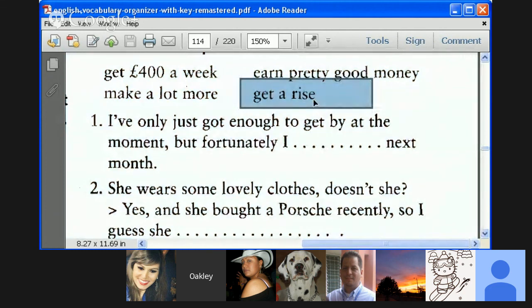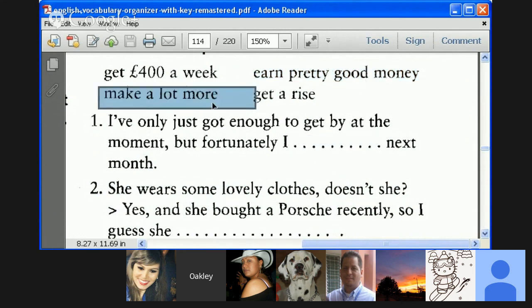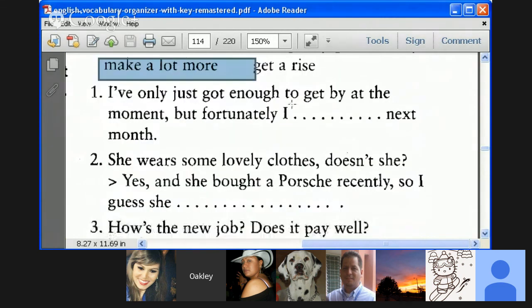British say get a rise. Americans would never say that. We say get a raise. Okay. Fortunately, I will get a raise next month. Fortunately, I will earn pretty good money. If you earn different money every month, that's possible. Fortunately, I will make a lot more money next month. It could be actually any of these.